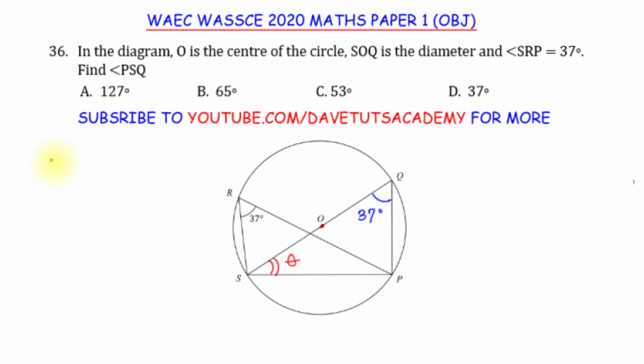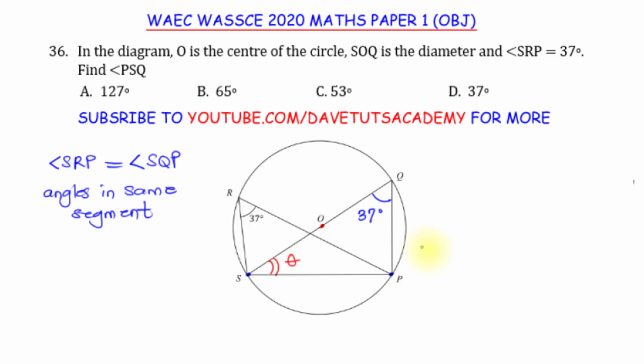Why am I saying that? I'm saying that because by reason of the properties of angles in the same segment, angle SRP is equal to angle SQP. Why? They are angles in the same segment of the circle. And angles in the same segment are equal. So you can see the first one starts from SRP, and the second one SQP. So the angles in the same segment of the circle are actually equal.